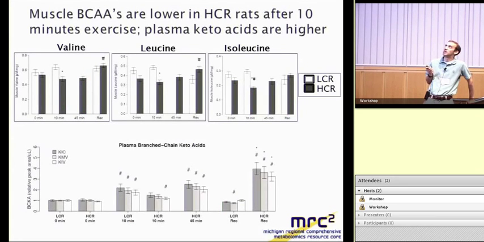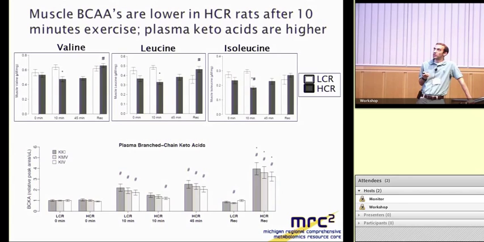So looking here at valine, leucine, and isoleucine, we do see that at 10 minutes of exercise, we have a statistically significant comparative decrease between LCR and HCR rats in valine, leucine, and isoleucine. And a lot of that is really coming from both directions. I apologize that the direction is a little bit different, but the LCR have elevated levels of the branched-chain amino acids, whereas the HCR have decreased levels of these species.